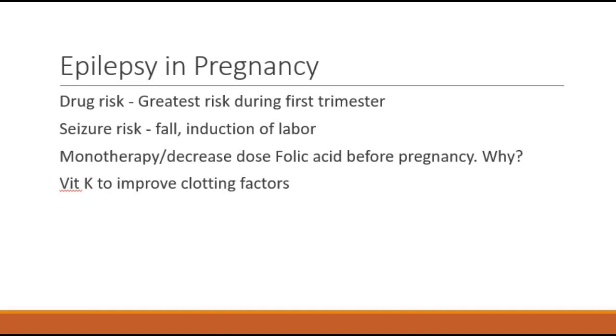And then we want to make sure that they need folic acid, vitamin K to improve the clotting factors because of carbamazepine. Hang on a second and let me get the right terminology for you. Yeah, it's carbamazepine, which I'm trying to tell you, and to improve the clotting factor. So just think about things that you're trying to help when somebody's pregnant to give them the best of all outcomes that they can have.